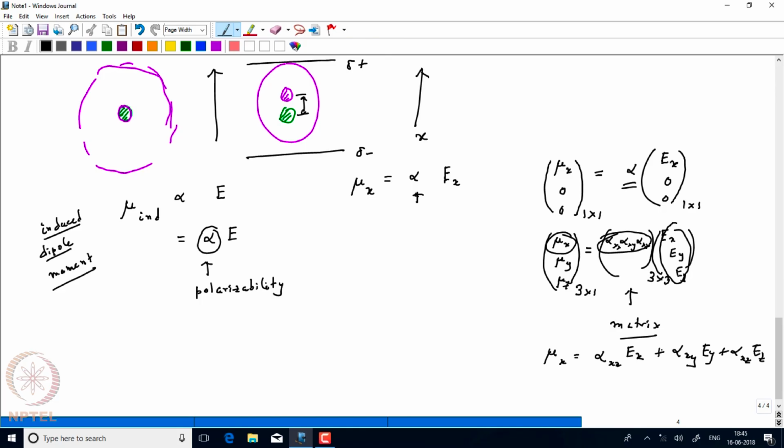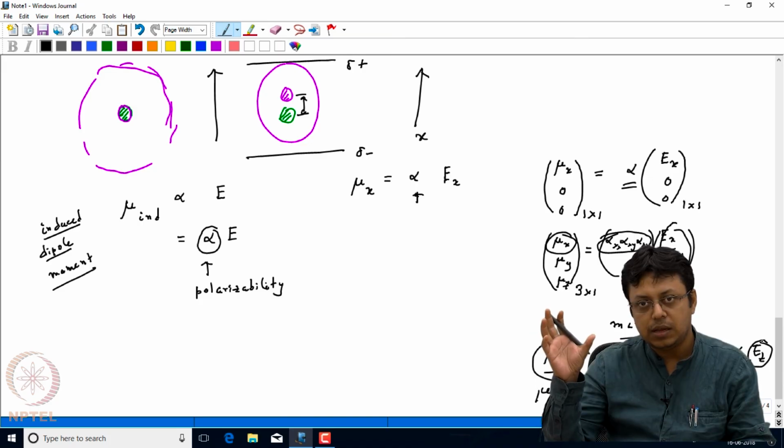What I am trying to say here is that when we applied the electric field along Ex, we created a dipole moment along mu x, we also created a dipole moment along mu y, and also along mu z. Or we can ask a different question: what is mu x? Mu x is contributed by Ex and Ey as well as Ez if it is a 3-dimensional problem, and thus we see that an applied field along a particular direction may create a dipole in all other directions.